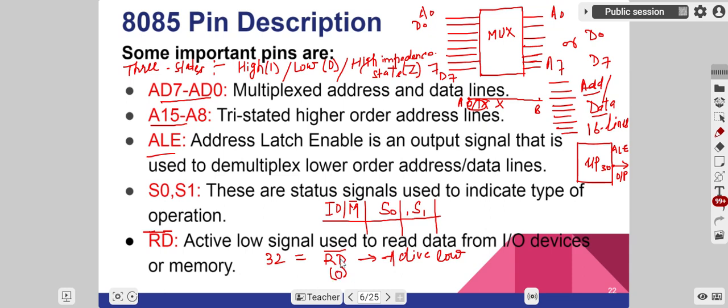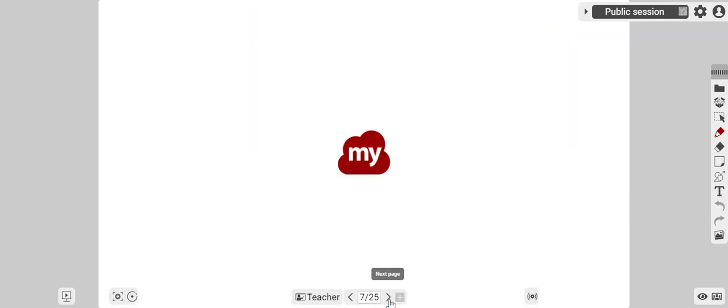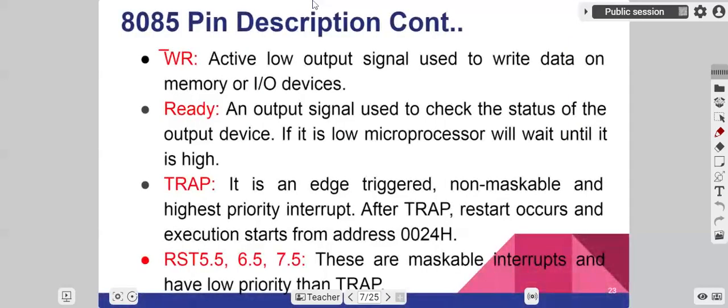Okay, let's move ahead. WR bar, pin number 31. It is again WR with a whole bar. It is again an active low output signal. RD bar is also an output signal. So these are coming out of that microprocessor.